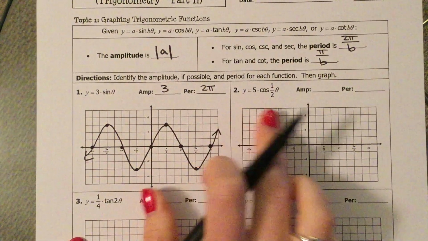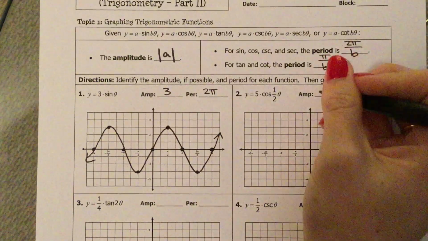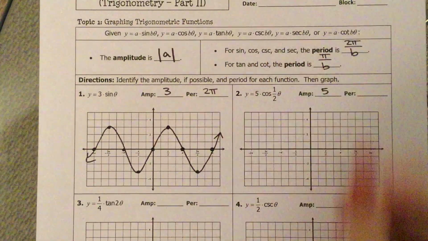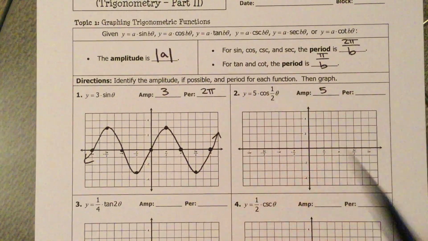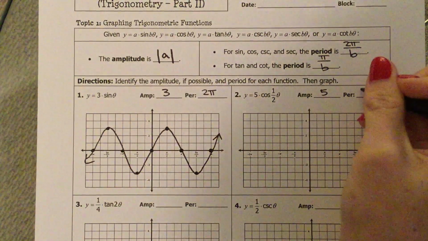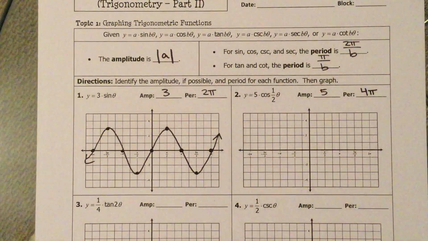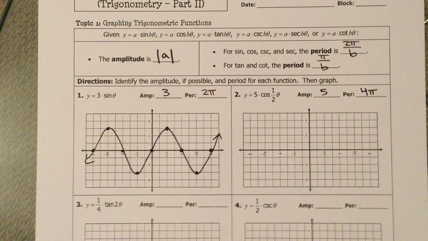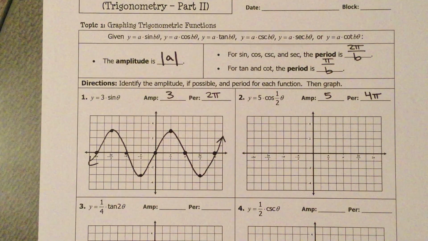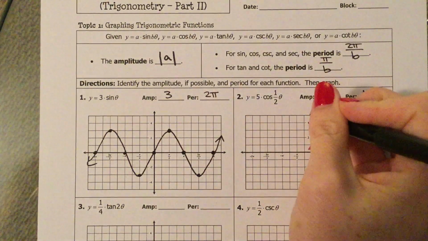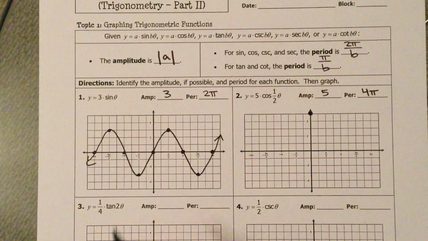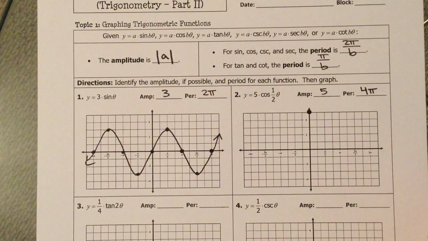Okay, next one, 5 times the cosine of 1/2 theta. So the amplitude is the value out front, which is 5. Period is 2 pi divided by 1/2, or 2 pi times 2, which is 4 pi. All right, so the cosine starts on the y-axis. It starts at its high point. So its high point would be up at a +5. And then it ends its graph back at the high point.